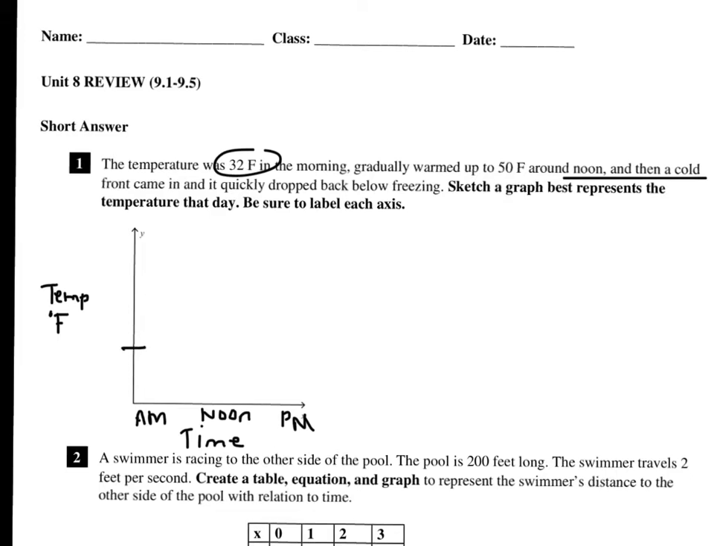So somewhere on this y-axis, I'm going to make sure to label 32, and that's where the temperature starts. It gradually warmed up to 50, so slowly and steadily around noon, it warmed up to 50. So I'm going to label 50 degrees. So nice and gradually. But then it got super cold, and it quickly dropped back to below freezing. 32 degrees Fahrenheit is freezing point, so we're quickly going to drop back down. And that's it.